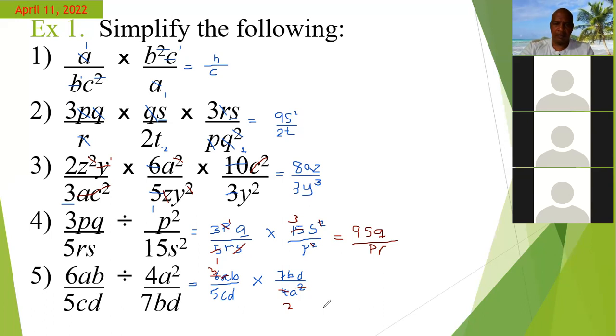And then B cancels with D, sir. Yes, sir. So we would now have for the answer 7 times 3 is 21. And the B times B gives you B squared. And over 5 times 2 is 10. And then A times C is AC. So 10AC.